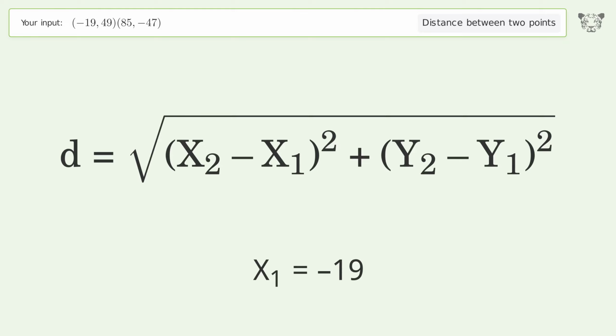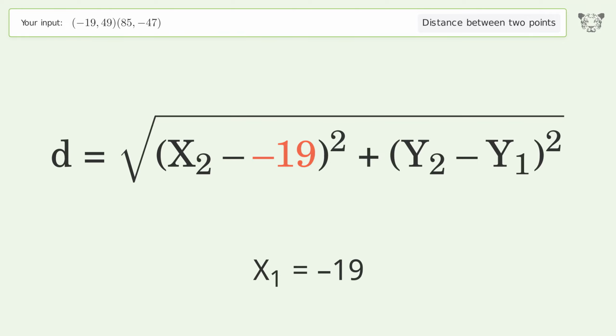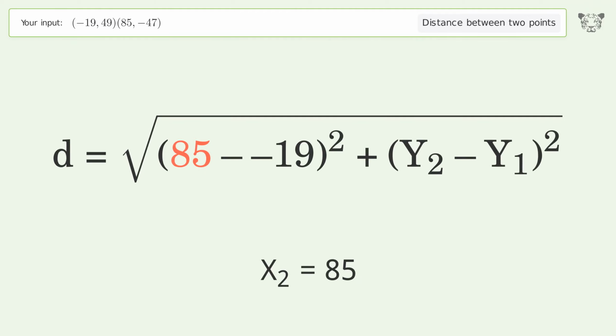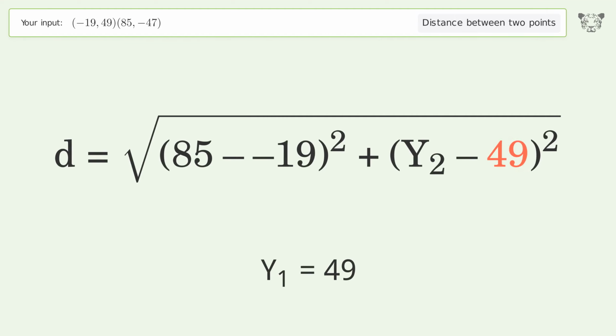x1 equals -19. x2 equals 85. y1 equals 49. y2 equals -47.